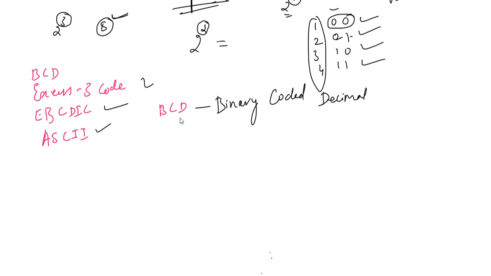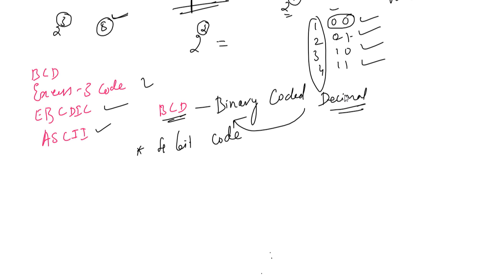Binary coded decimal, in the sense you can analyze by the name itself, means the decimal number is coded in the form of binary. Am I right? The decimal number is coded in the form of binary, that is known as BCD, binary coded decimal. And you remember that BCD is always a 4-bit code. What is that 4-bit code? Already you understand the concept of conversion from one number system to another.